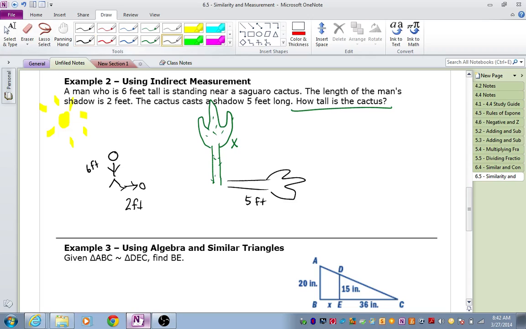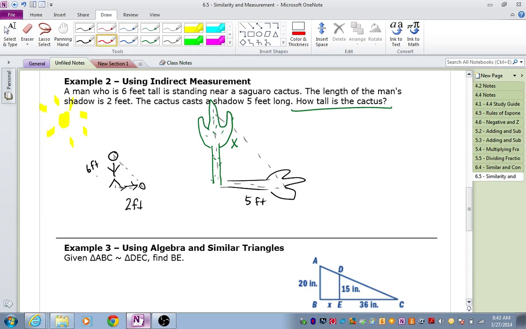Now if we look at what's happening here, we can take our little man and his shadow, and if we connect them, it forms a triangle. And if we take the cactus and its shadow and connect them, we get another triangle. And these two triangles are similar triangles. So we can use the ratios of their heights and their shadows in order to set up a proportion and then solve for that missing height.